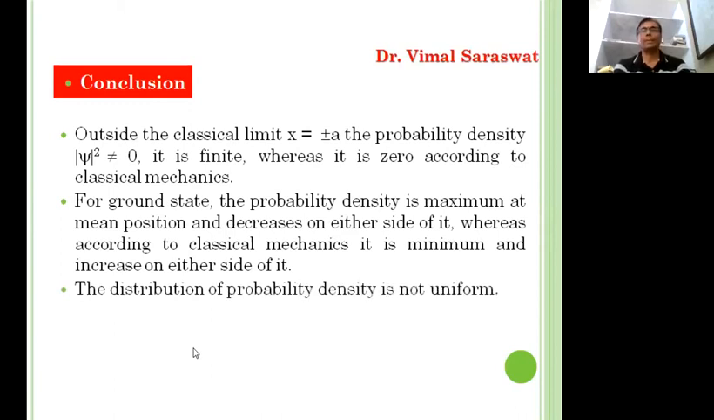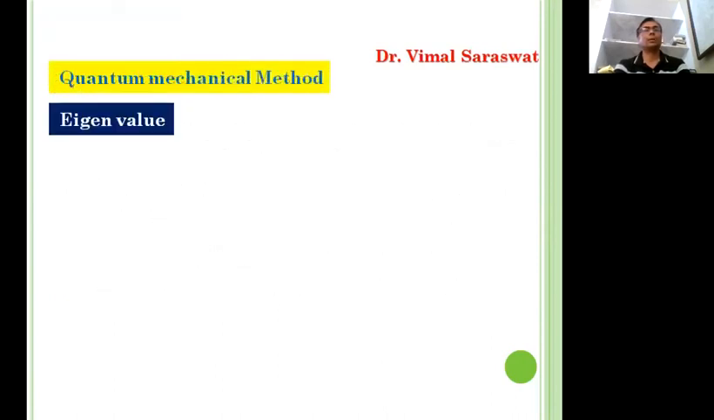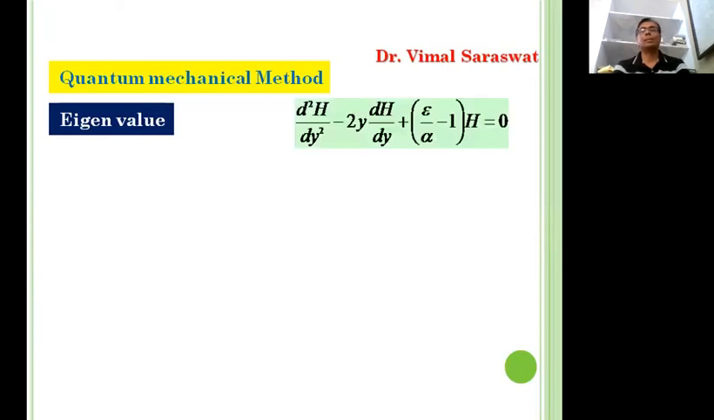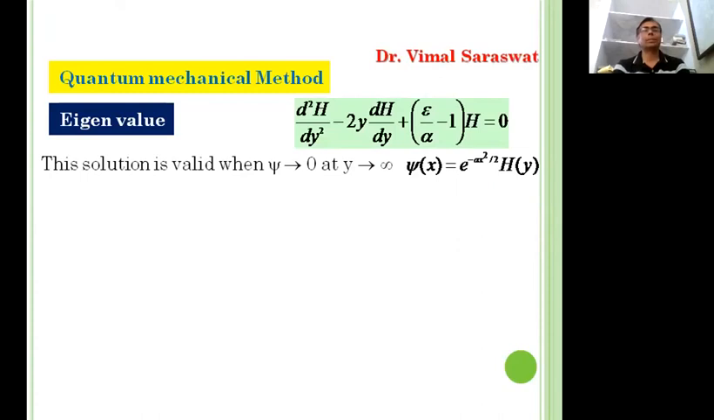And the distribution of probability density is not uniform. Now the eigenvalue, that is the value of energy. Since d²h/dy² minus 2y dh/dy plus (E/α minus 1) h is equal to 0, and ψ is equal to exp(−αx²/2) h(y) is the solution of our simple harmonic oscillator problem. This solution will be valid only when ψ tends to 0 as y tends to infinity.